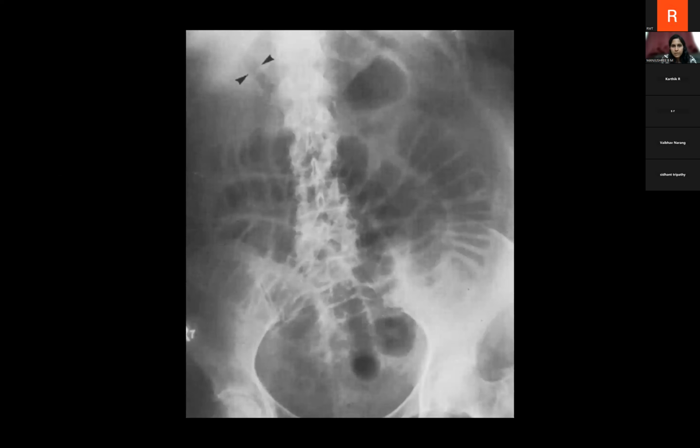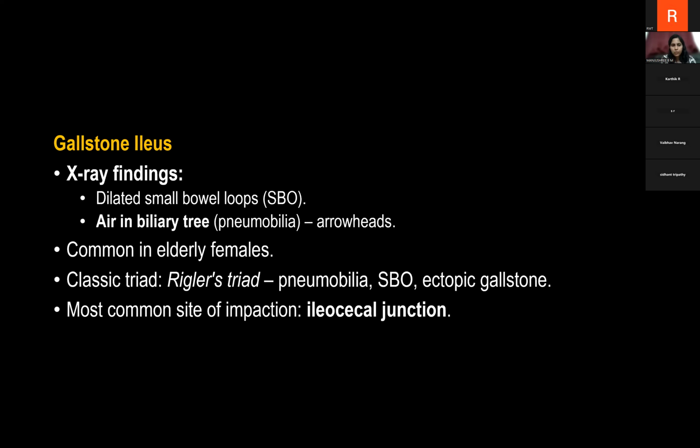Someone has asked to show the stone. In this radiograph, it is not seen. Maybe it is small and we are not able to see on radiograph, or maybe it is radiolucent also. But the other two things of the triad we are able to see here. So we can just write gallstone ileus rather than regular triad for this. Just for the discussion, I discussed regular triad also. I hope I'm clear with that.